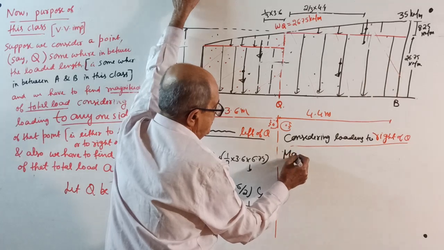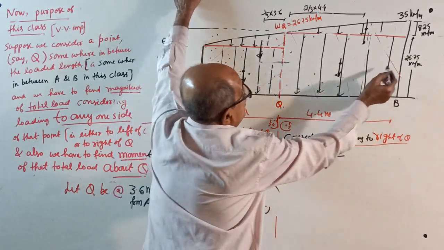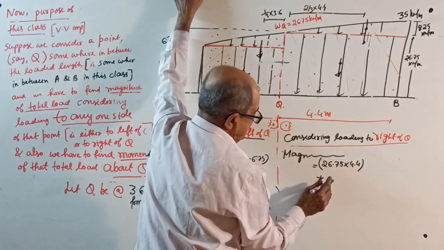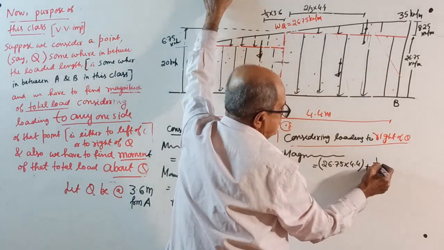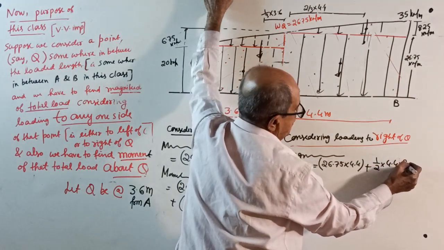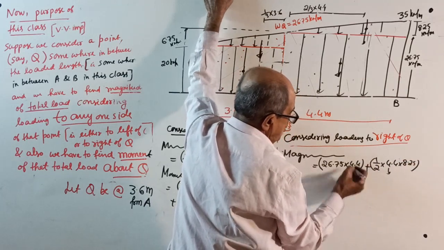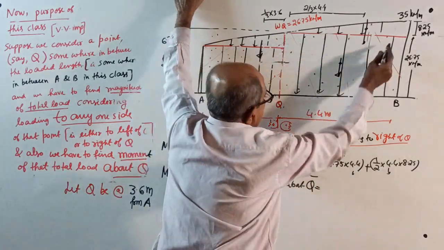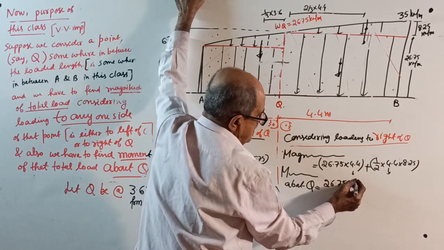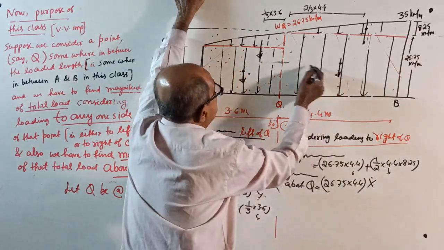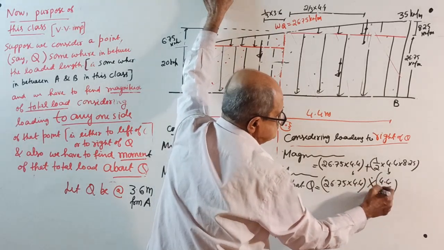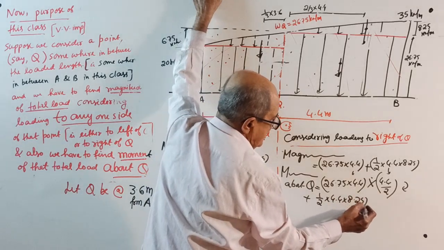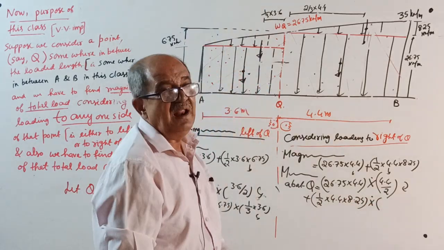This side, magnitude of the total load equals 26.75 into 4.4, UDL or rectangle, plus half into 4.4 into 8.25. Any calculation mistake, check it. Down, over. Moment of this total load about Q equals rectangle load 26.75 into 4.4, the total load, into midpoint of rectangle 4.4/2, that is clockwise, plus half into 4.4 into 8.25. If any calculation mistake is there, correct it.